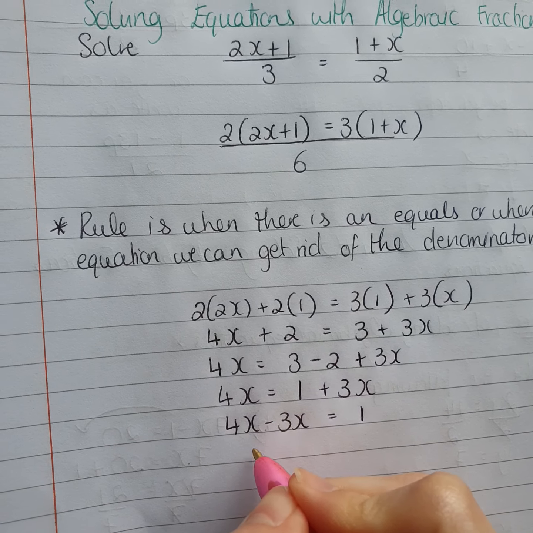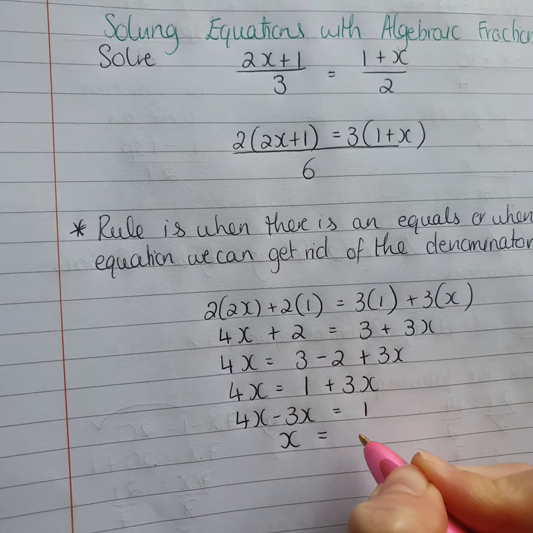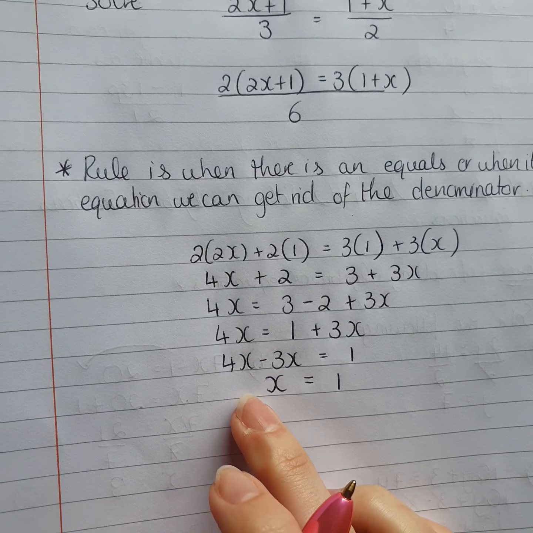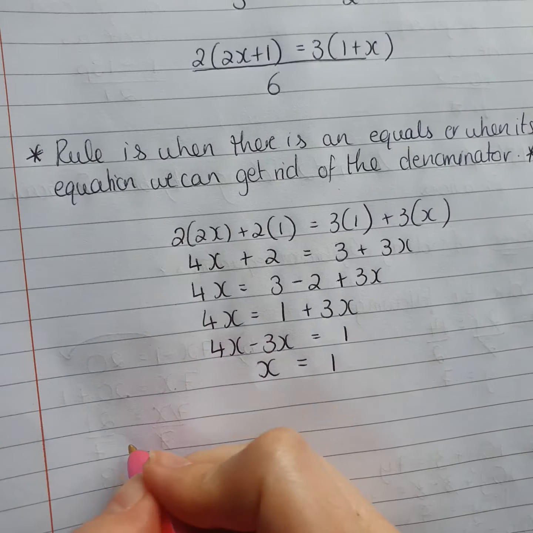Okay, so we'll have 4x minus 3x, which is 1x, or just x if you look at it like that. x is equal to 1 then is my solution. I don't have anything, you could divide by 1, but if you divide a number by 1, it just gives the number. Let's check my answer.